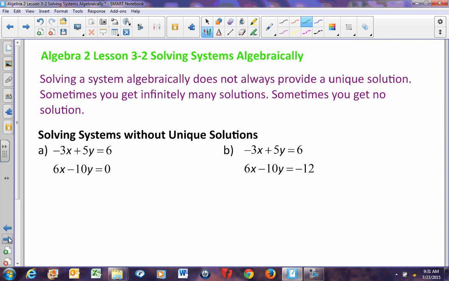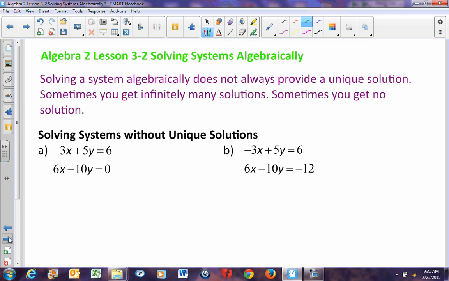Next thing we're going to look at is solving a system algebraically does not always provide a unique solution. Okay? Sometimes you'll get infinitely many solutions, sometimes you'll get no solution. When graphing, we know infinitely many solutions, one line lands on top of the other. If you get no solution, you know they're parallel lines. When you get a system of equations, to determine whether it's no solution or infinitely many solutions, we have to look at what the solution is telling us.